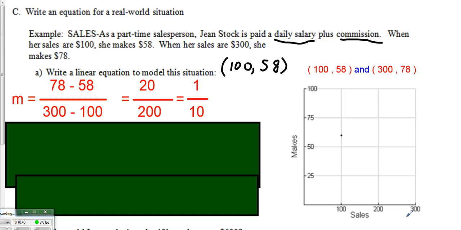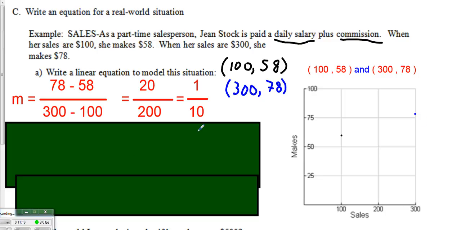about right there, 58. Okay, there's another point, I'll do this one in blue, where if she sells 300, she will make 78. Same thing. If we plot it on the graph, 300, somewhere up here is 78. So there are 2 points that show how much money she's earning. If she sells $100 worth of stuff, she earns $58. If she sells $300 worth of stuff, she gets $78.